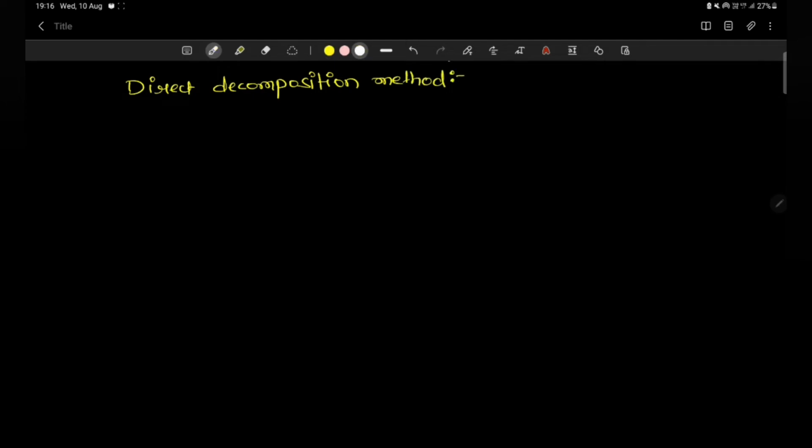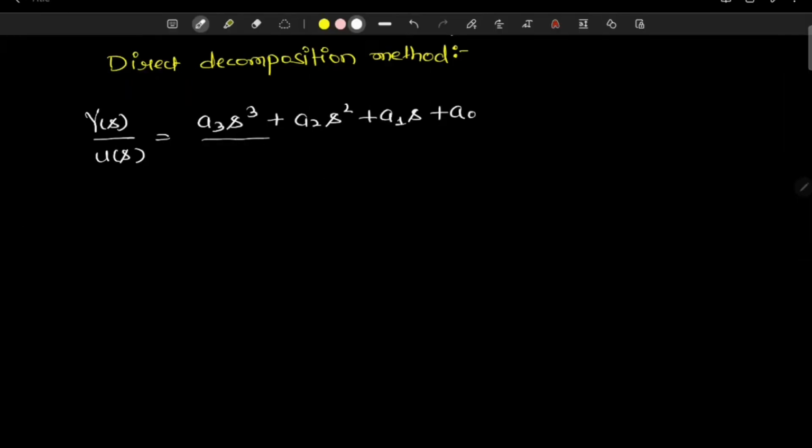Okay, so let's take Y(s) by U(s) as a3 s cube plus a2 s square plus a1 s plus a0 divided by s cube plus b2 s square plus b1 s plus b0.